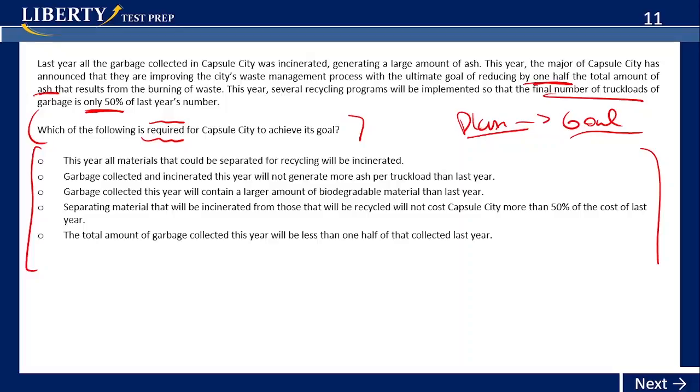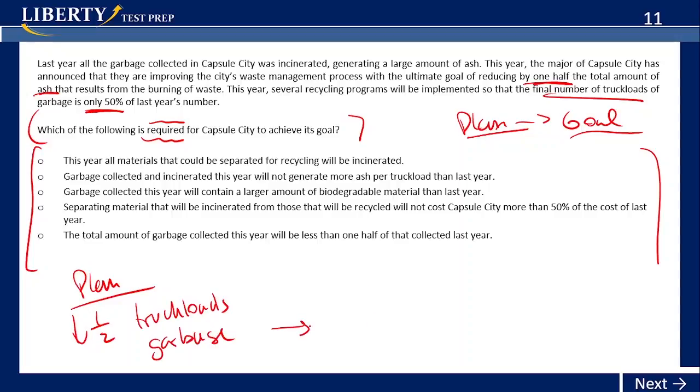Now notice that there's a little change here. What is the plan here? The plan would be to reduce by 1/2 the number of truckloads of garbage. And what is the goal? The goal would be to reduce by 1/2 the amount of ash. So that's the thing.